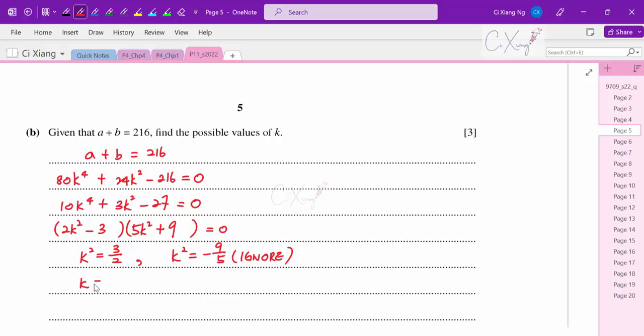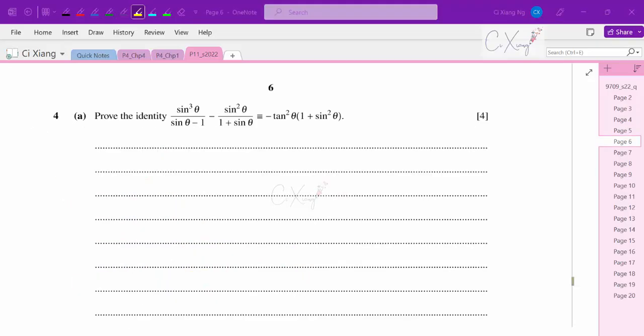So when I want to find out the value for k, I should take square root. Alright, so it will become plus minus square root of 3 over 2. So this can be your final answer. Or if you want to rationalize your answer, then it will become square root of 6 over 2. So both answers are accepted here. Alright, so this is how we solve question number 3.